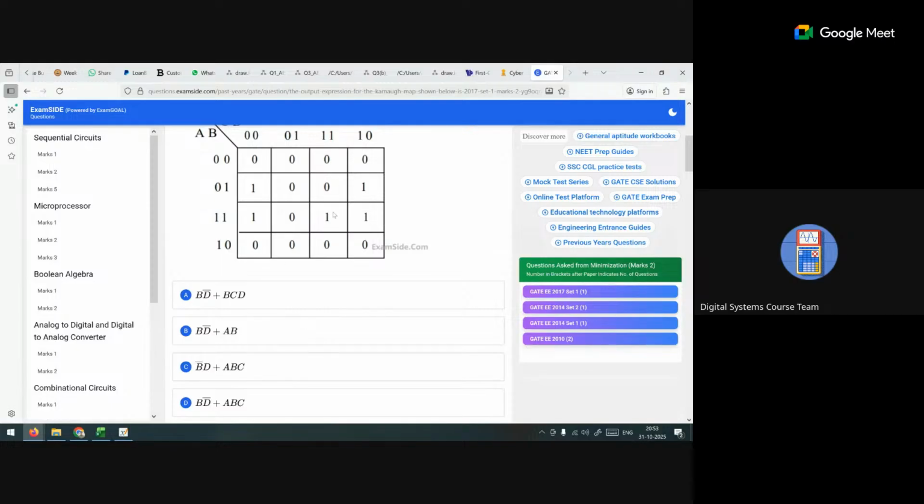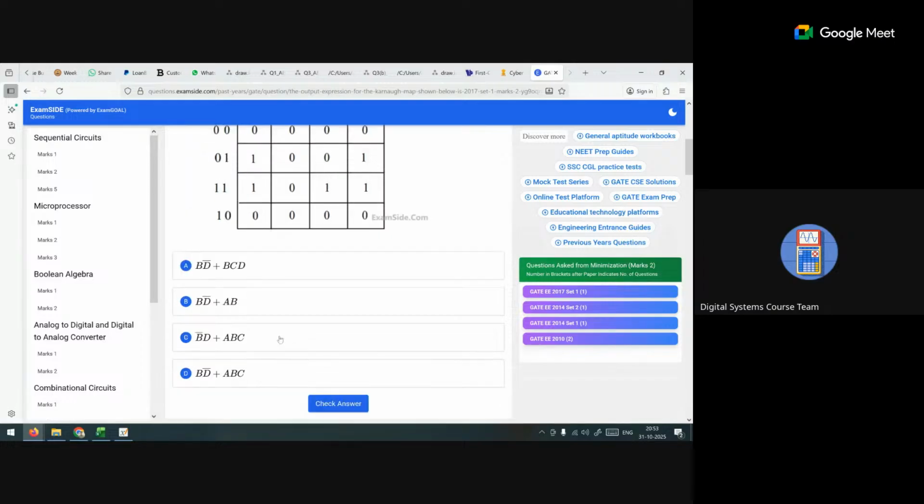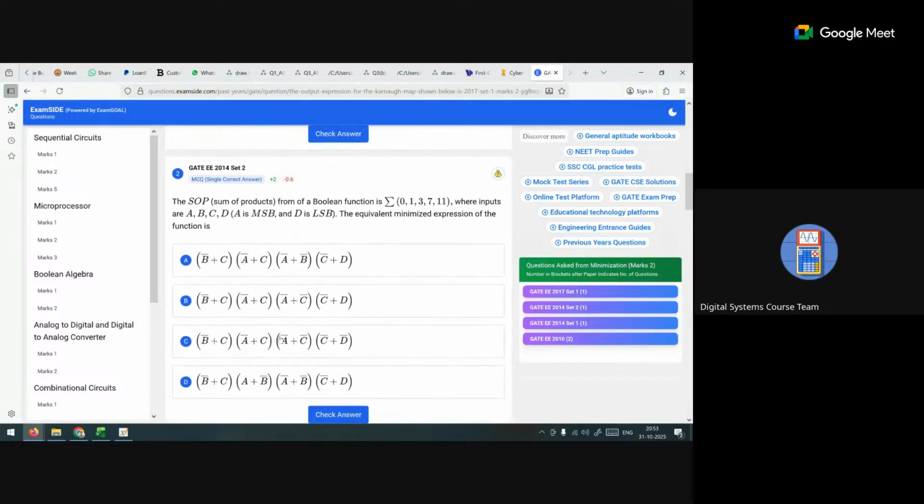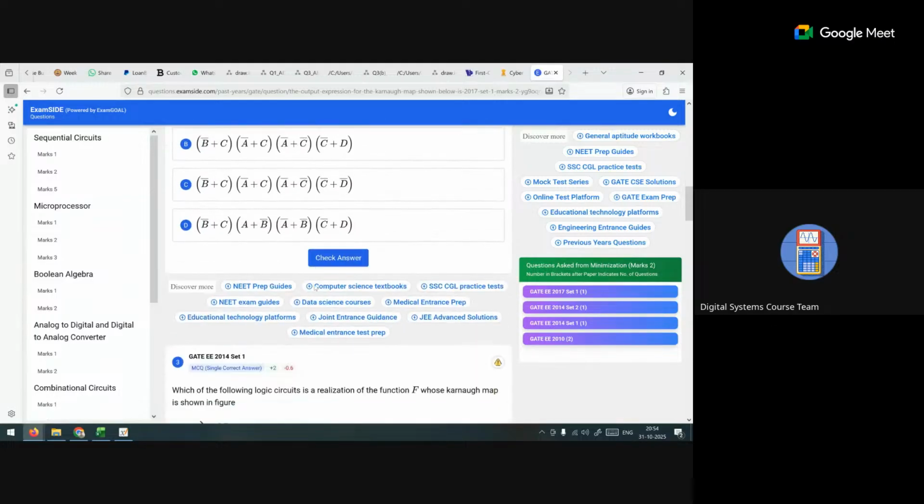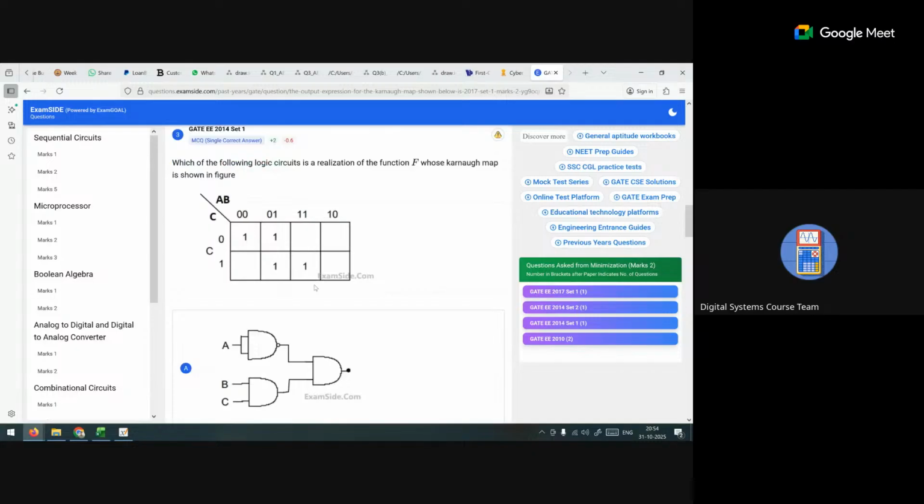A group of 4 and a group of 2. First and last column, a group of 4, and second, third and fourth column, a group of 2 is possible. Now we have to identify the POS term. Sigma m, 0, 1, 3, 7, and 11. So except this, everywhere it is 0. So you can create a group and just solve it. I think that is a simple question only.